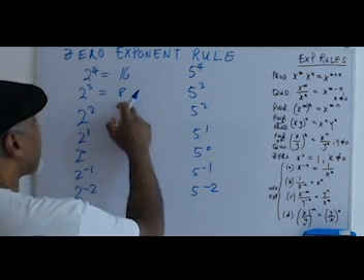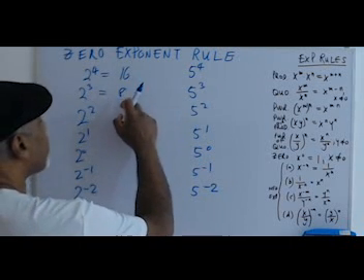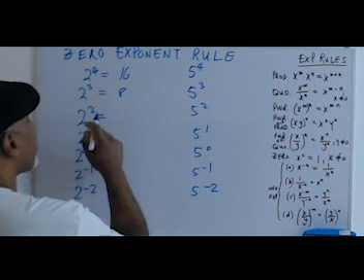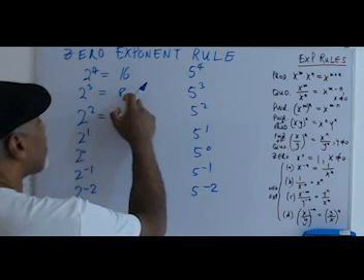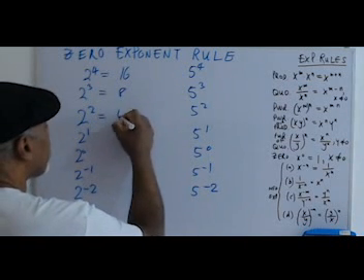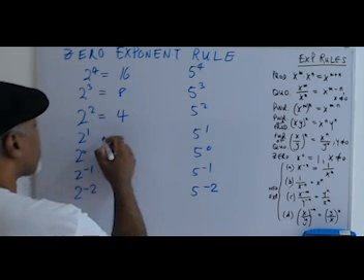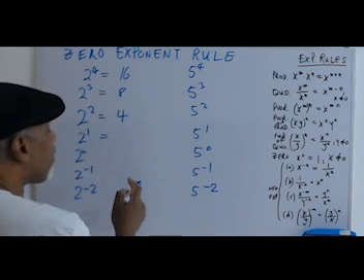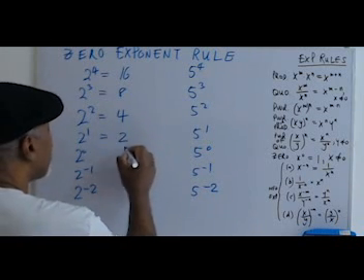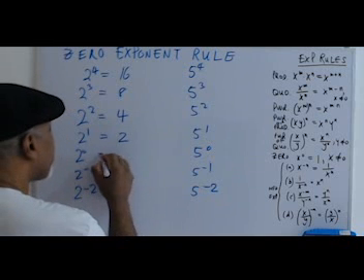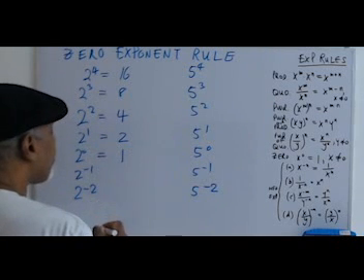But you can get 8 from 16 by dividing it by 2. Similarly, 2 squared is 4, which you can get from 8 by dividing that by 2. 2 to the first is equal to 2, which you can get from 4 by dividing that by 2. If you divide 2 by 2, you get 1.